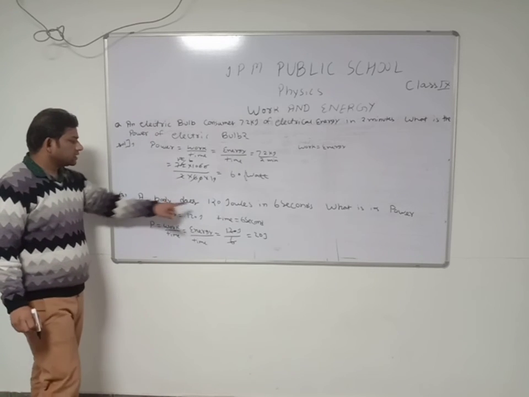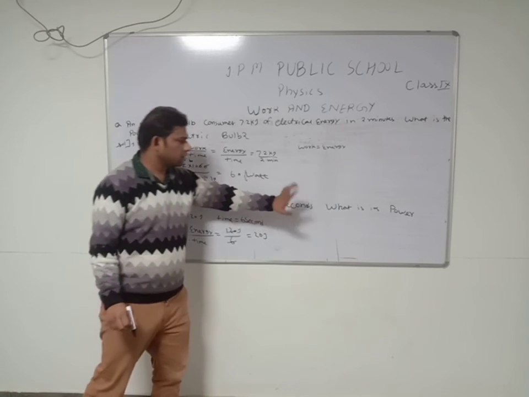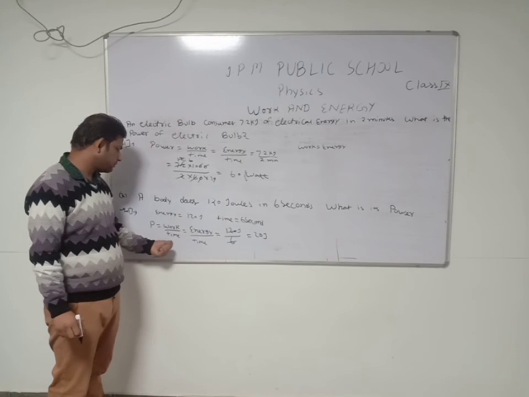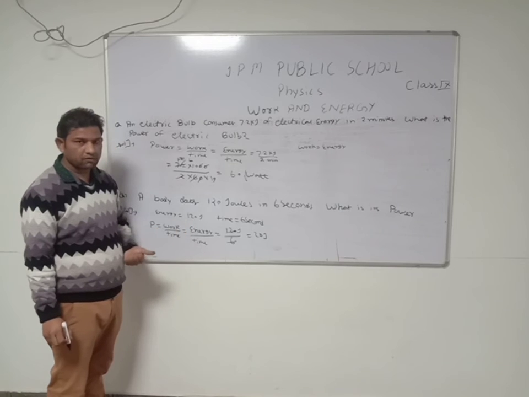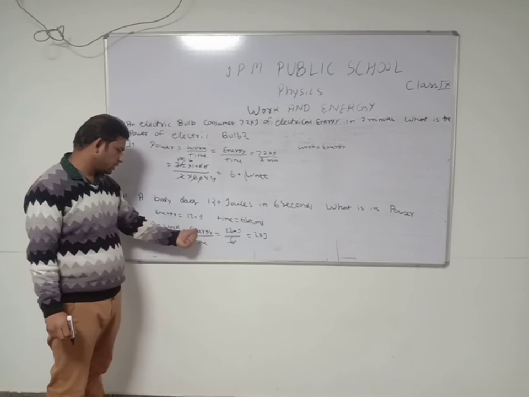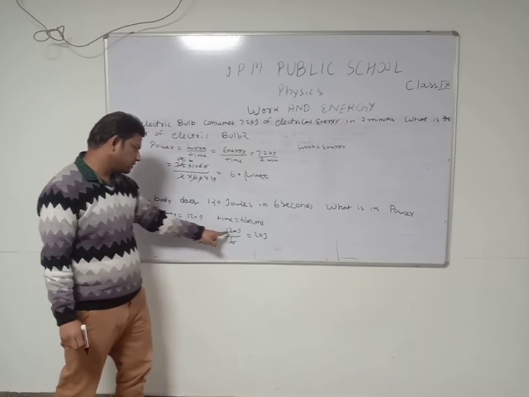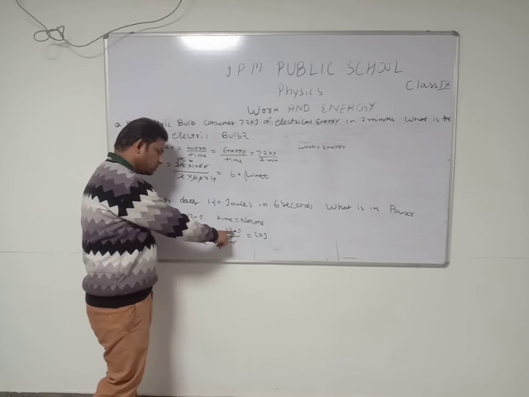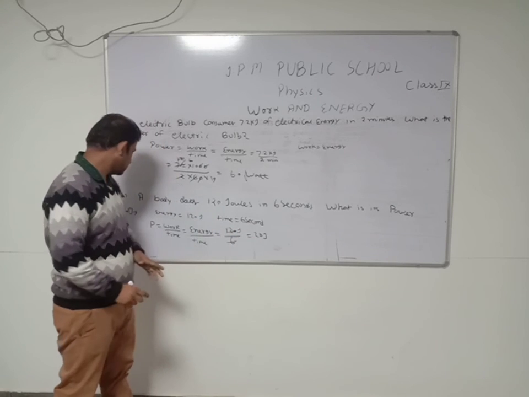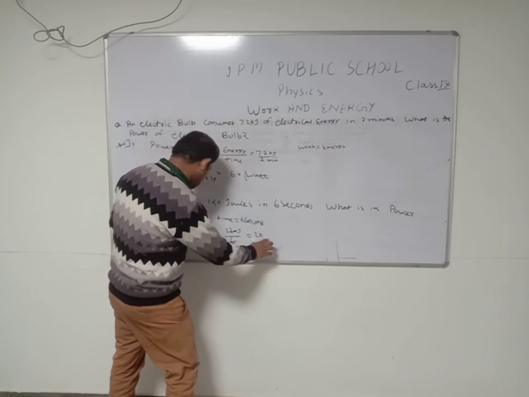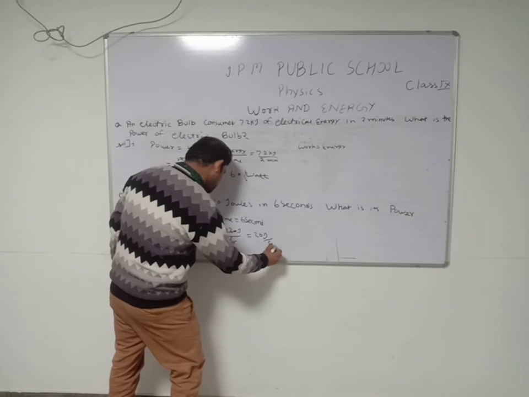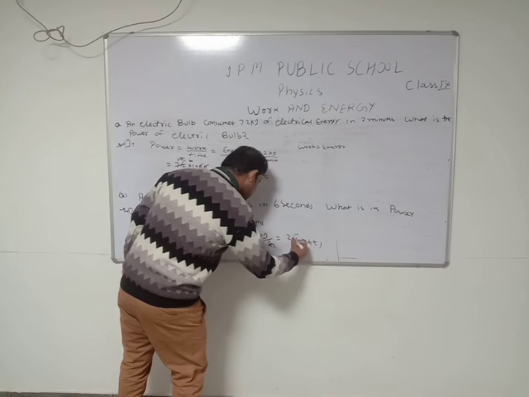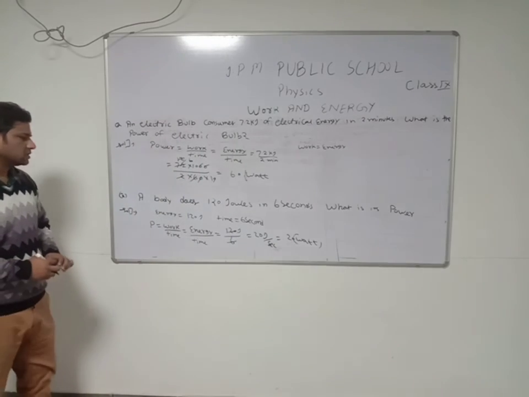Listen again. A body does 120 joule in 6 seconds. Then what is its power? We know the formula of power, power equals work upon time. Work equals energy, so power is energy upon time. It means 120 upon 6, so 6 2 12, it means 20 joule per second. It means watt. 20 watt is the answer of this question.